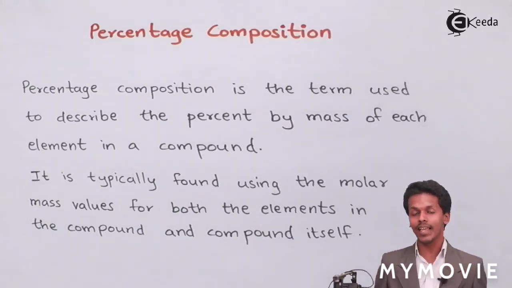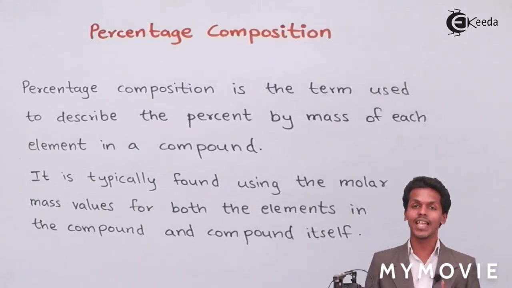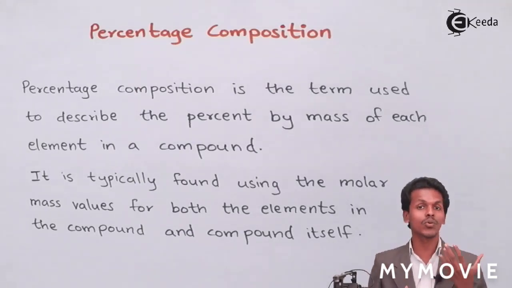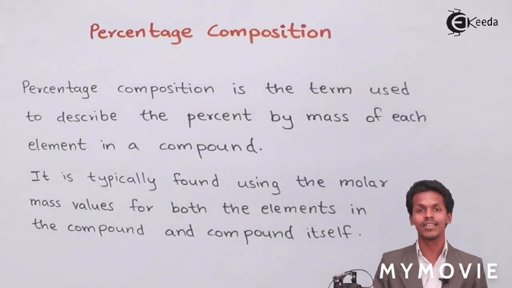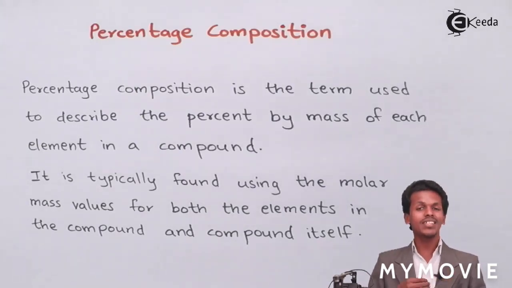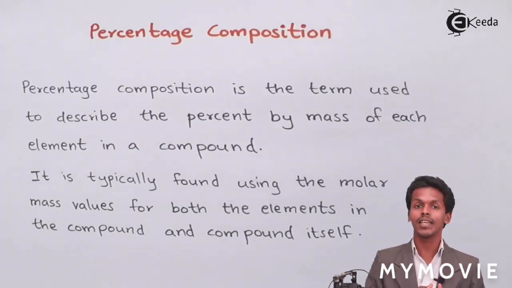So basically, suppose I am talking about H2O molecules. I know that in H2O molecules I could find 2 moles of hydrogen, but what will be the total mass of the H2 in the overall H2O? That is nothing but the percentage composition. So I could easily calculate the percentage of hydrogen in the water molecule, as well as the percentage of oxygen present in the water molecule. So this is nothing but the percentage.